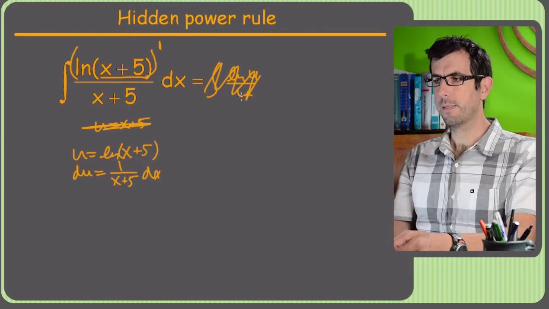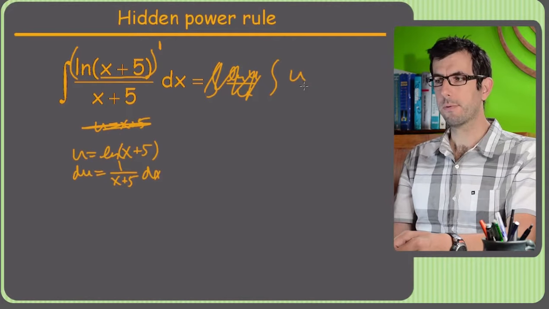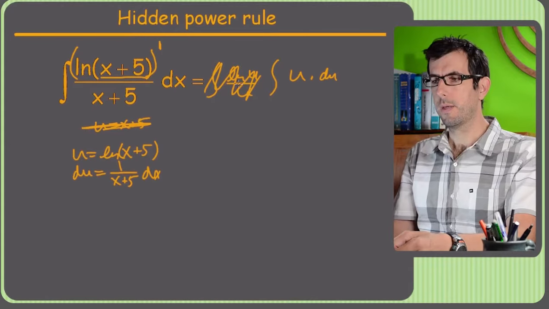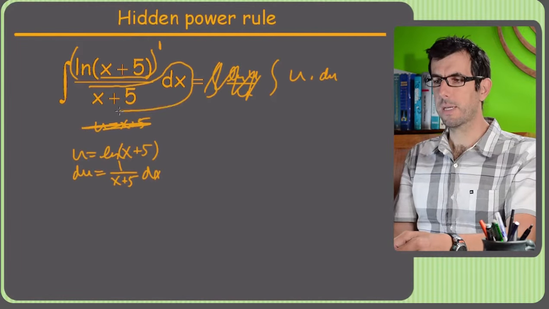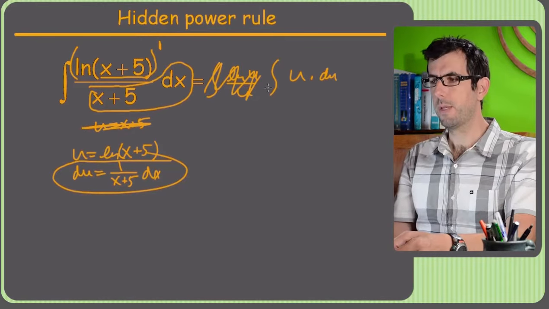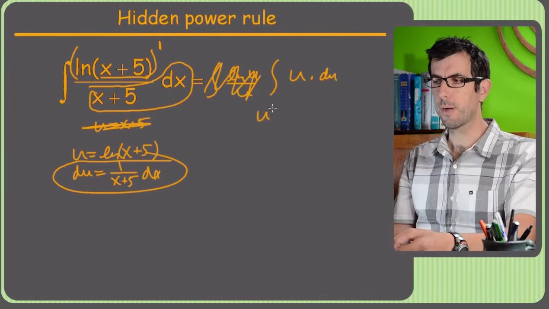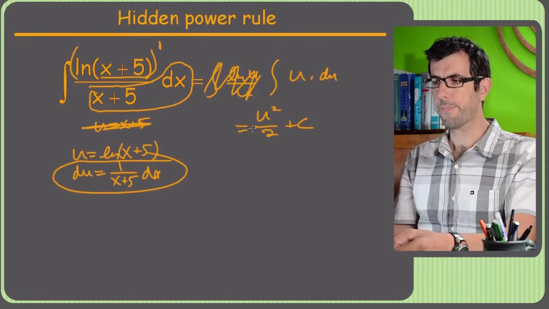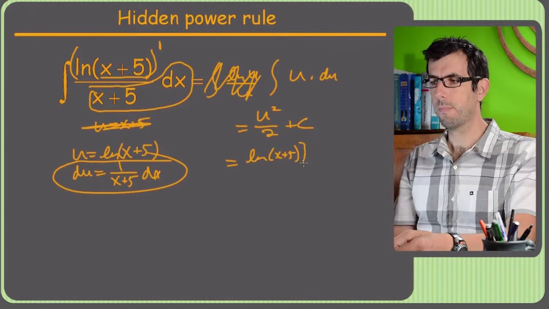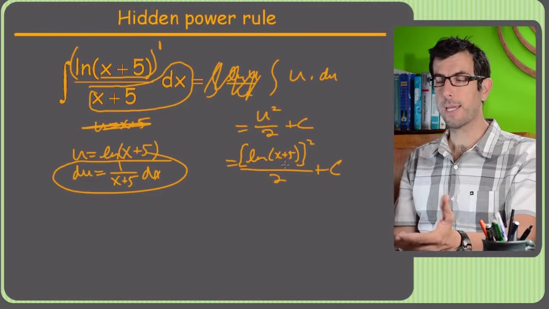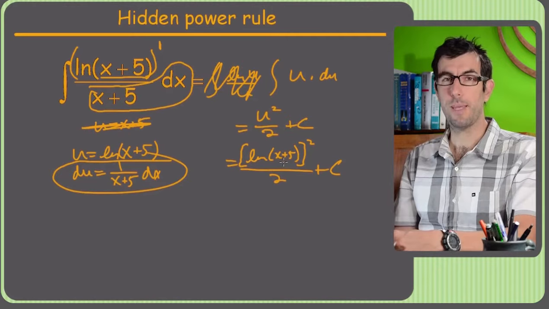So I'll rewrite this as the integral of u to the first power times du, because this right here, this 1 over x plus 5 dx, is really just our du. And integrating u to the first power, you just get u squared over 2 plus c, which equals the natural log of x plus 5, squared, over 2 plus c. Alright, so pretty wacky, but hey, that's a well-hidden power rule right there.